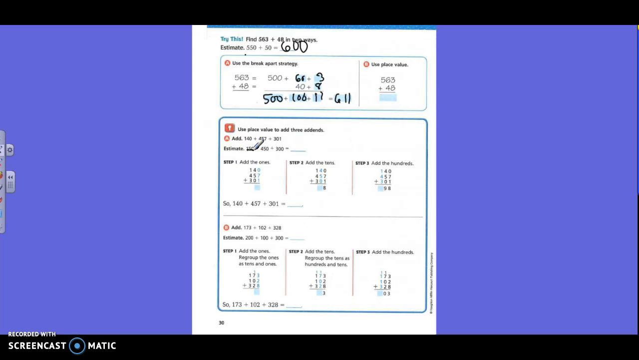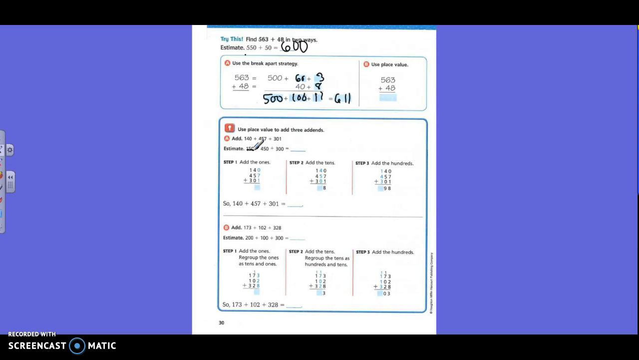Is 157 closer to 150 or 100? 157 is closer to 150. Usually, if you're saying to the nearest 100, it would go up to 200. But I'm saying to the nearest 50. And so because this is 57, that's only 7 more than 150. So it's 450. And there is no other.